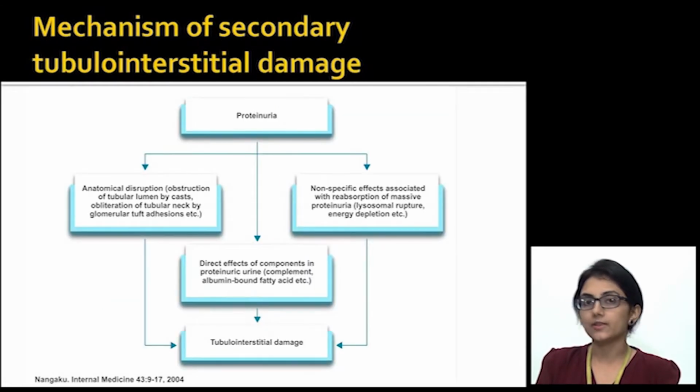So, if a patient does have primary glomerular disease with significant proteinuria, how does that really cause tubulointerstitial damage? This slide shows us the mechanism. Of course, anatomical disruption.